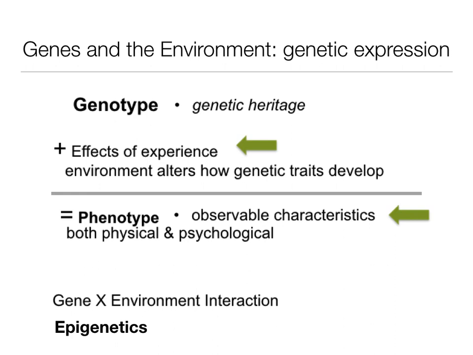So again, sticking with high school biology here, our genotype is that genetic heritage. It's those actual genes that we have. Now, once you add in the effects of experience, how the environment alters our genetic traits, what you get is a phenotype. What you get is those observable characteristics, both physical and psychological.